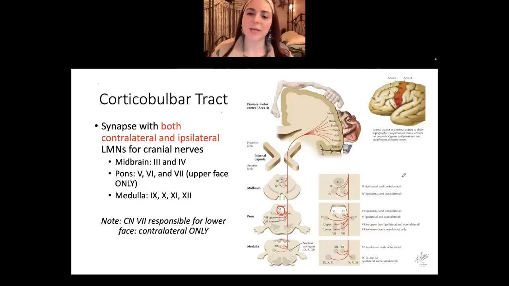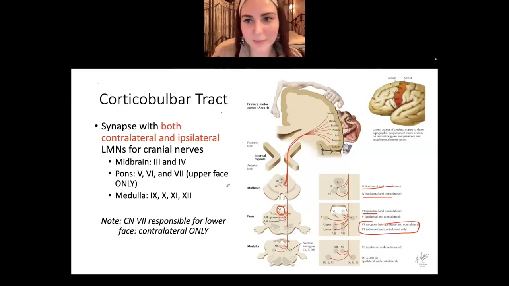But that's what this is showing here, that this entire corticobulbar tract goes through the internal capsule, and then it sends out branches both contralaterally and ipsilaterally for all of these. And 7, remember, is the weird exception. All right, hopefully this makes sense. And where they synapse lines up with the 4, 4, and 4 method. So it's the same thing. 7's the exception, and the main thing here is ipsilateral.